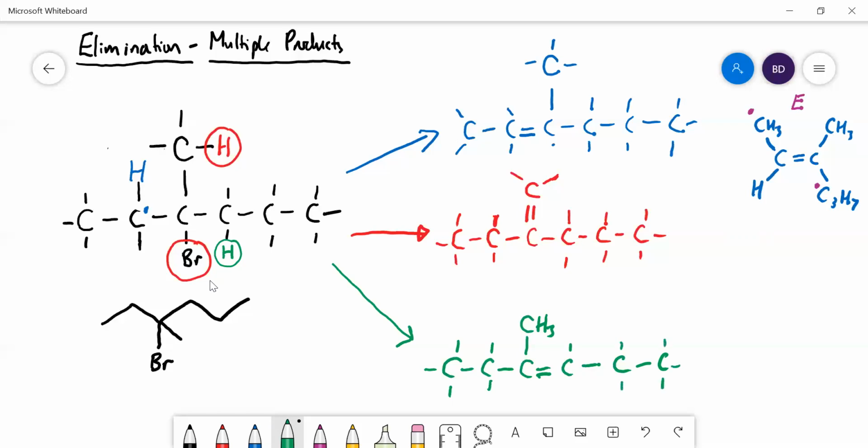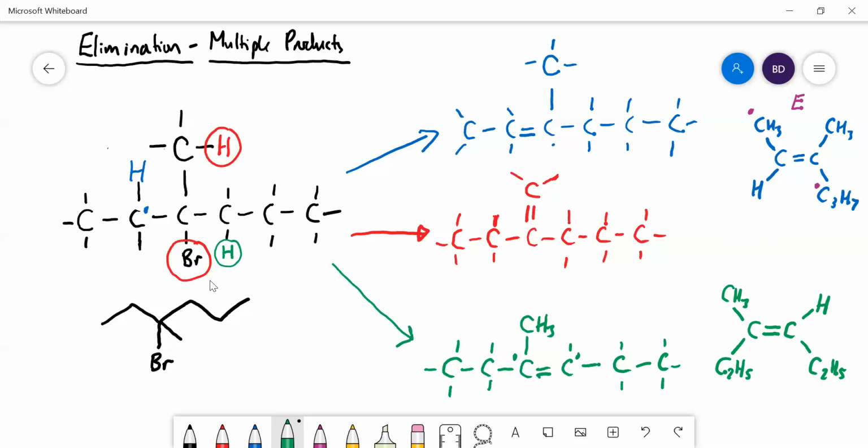Now, let's see. Can this exist as 2 EZ isomers? Well, I think you probably see that it can, because we've got different things around that double bond. Let's draw the double bond like that, at 120 degrees. This carbon here, what have we got? We've got a methyl group and an ethyl group, C2H5. This carbon, what have we got? We have got a hydrogen and an ethyl group.